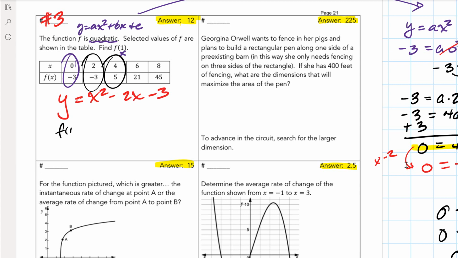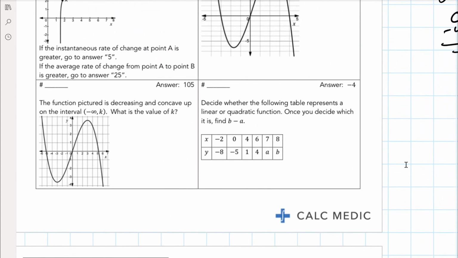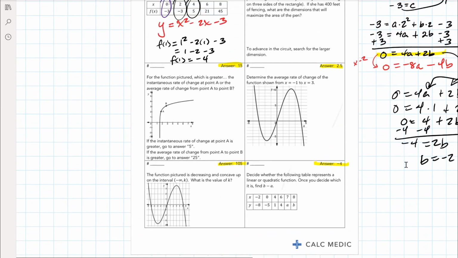So f of 1 means you take 1 squared minus 2 times 1 minus 3, and you get 1 minus 2 minus 3. So f of 1 is, well, 1 minus 2 is -1, minus 3 is -4. So I have found the function value. So there's my answer of -4. So now I look for -4 in the answer set. So it's none of these. Oh, there it is right there. So remember, you look in your answer set, and here it is.